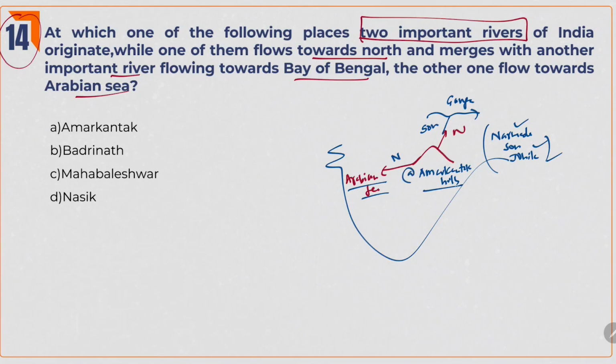Here they are asking about the place. What is that place from which two important rivers originate? They are Narmada and Son, and the place is Amarkantak Hills. Lot of pilgrimage sites are also there in Amarkantak. We have already discussed about Omkareshwar also.